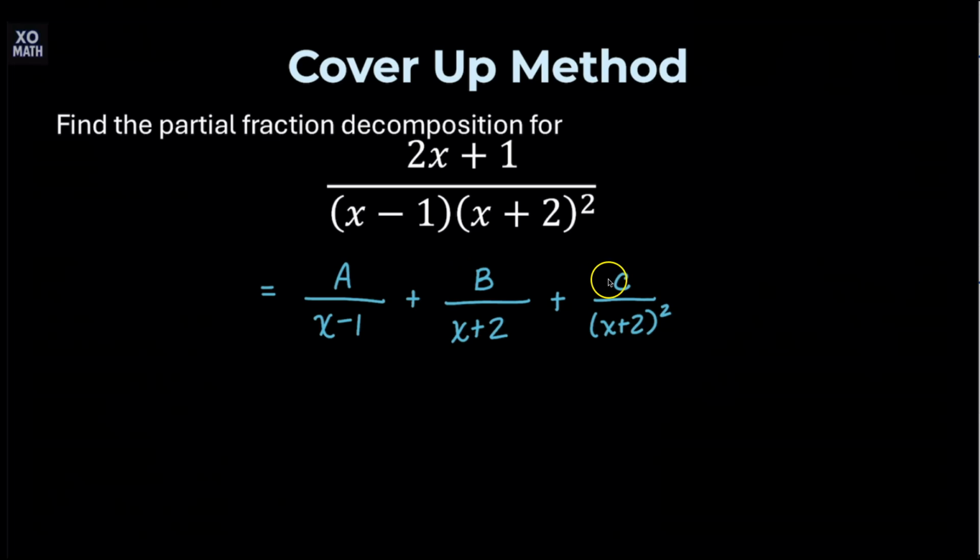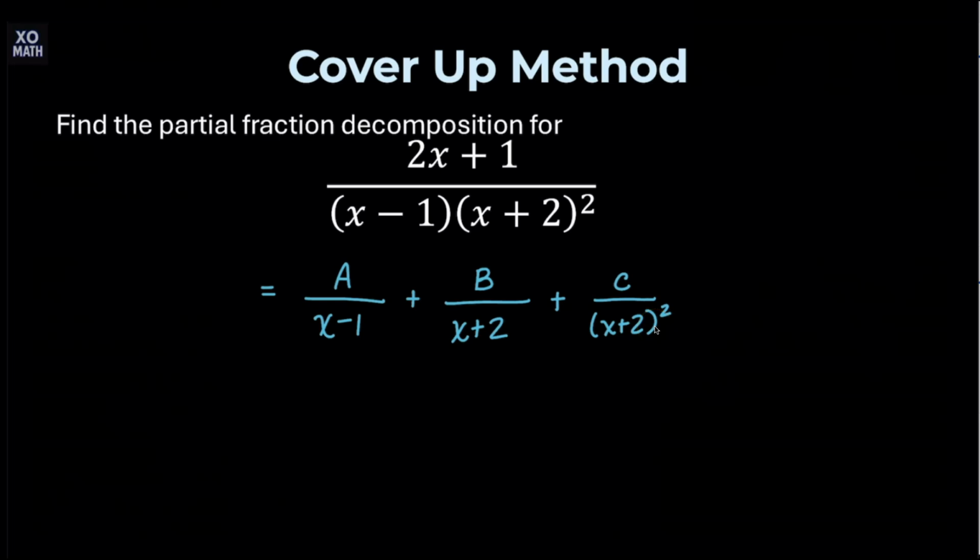So here we're trying to find the values of a, b, and c. What is the cover-up method going to allow us to find using some quicker mental math? It is going to allow us to find the value of a, the value above the distinct linear factor. And it is going to allow us to find the value of c. So if you look at the original factor denominator, we have x plus 2 squared, and c is above exactly that, x plus 2 squared.